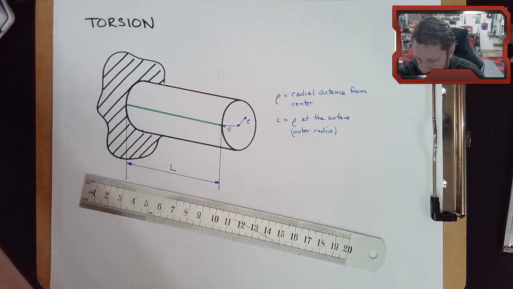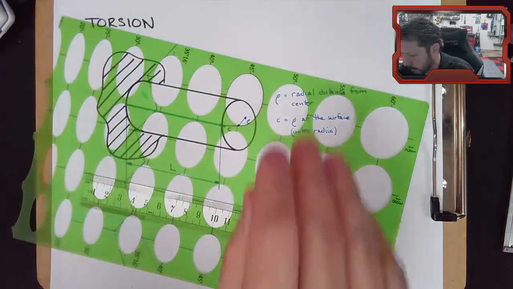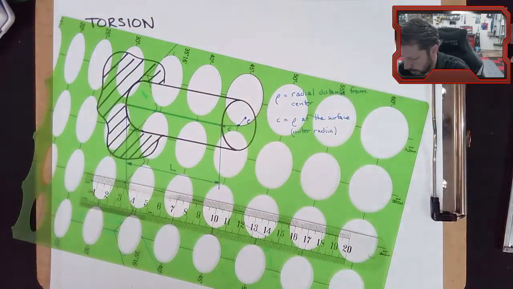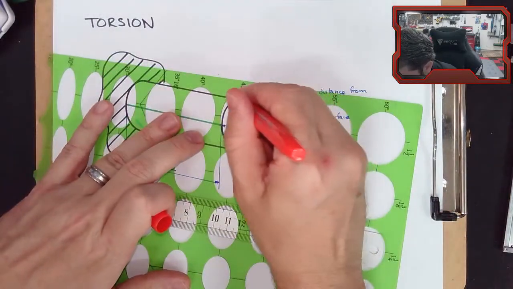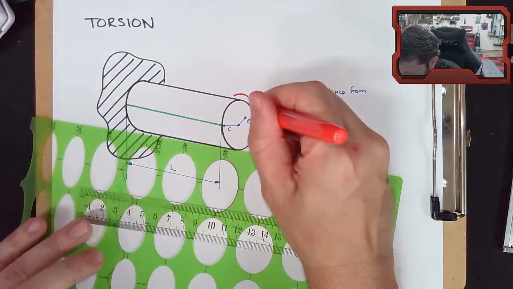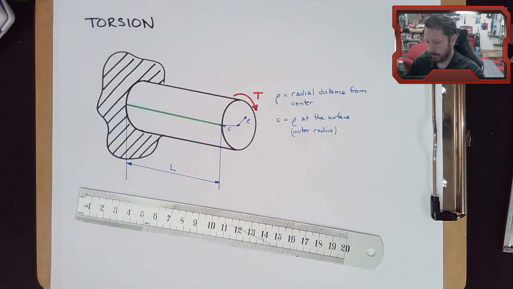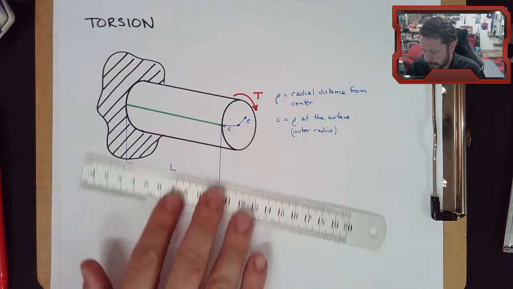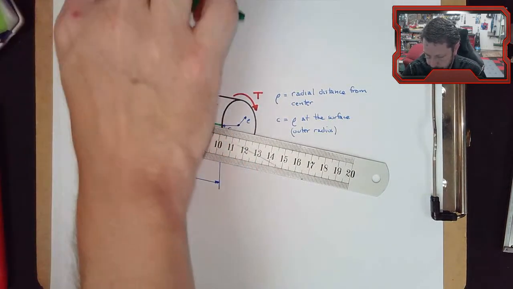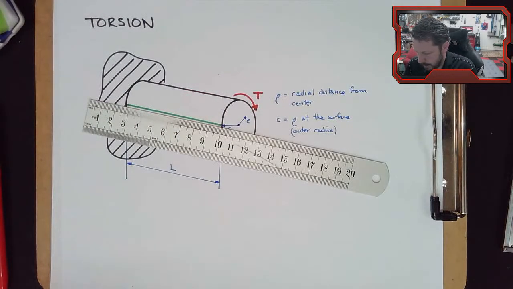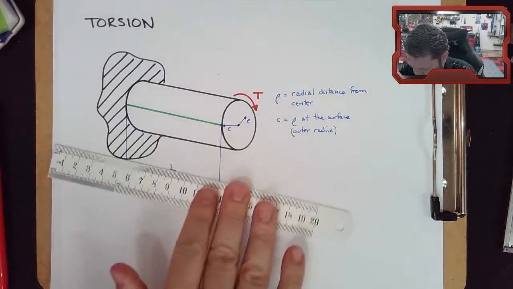Now let's apply our torque. So let's put a torque on this thing. And T is just going to be the torque. For now we're going to assume this is a flexible type material and we can really twist it. And if we do, then this line will go from here and, well, let's look first at this point.